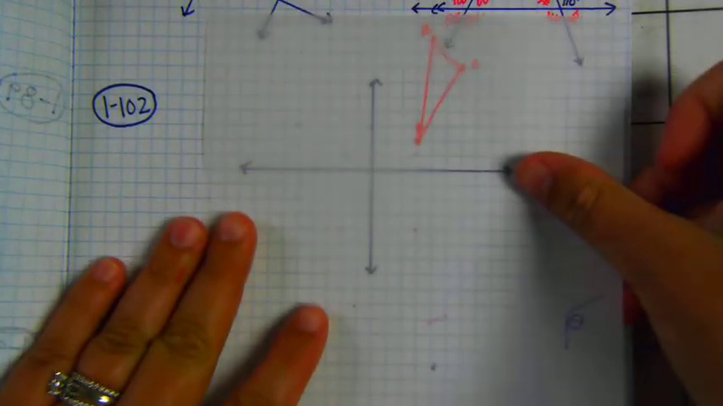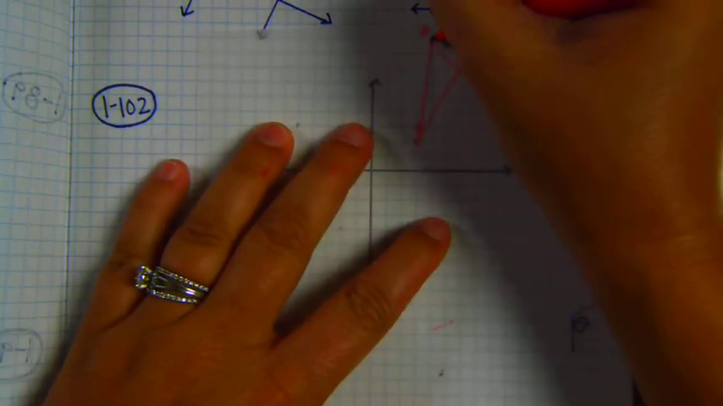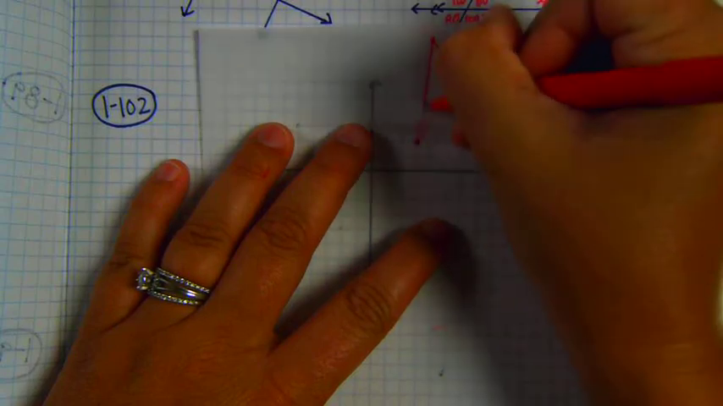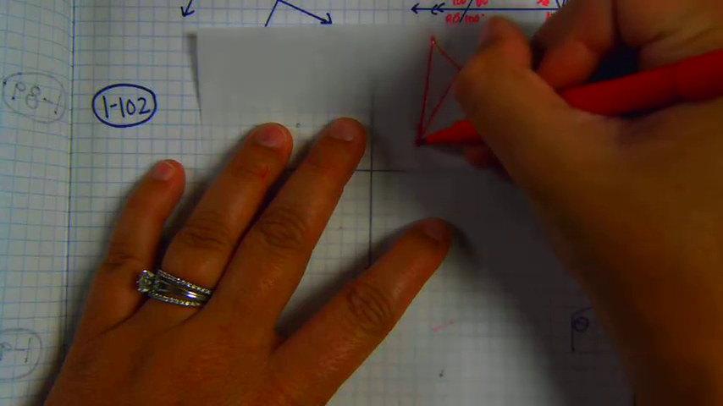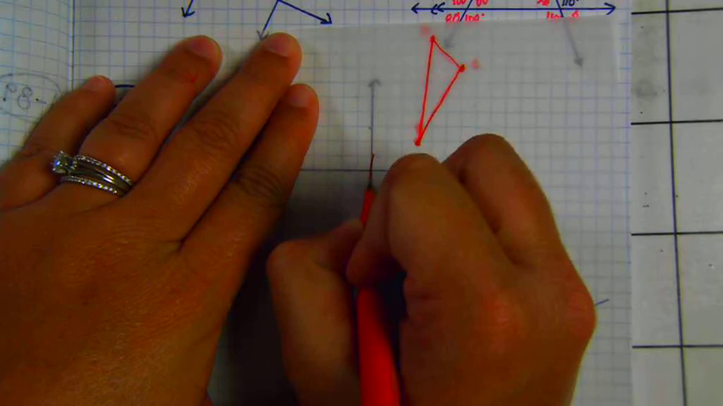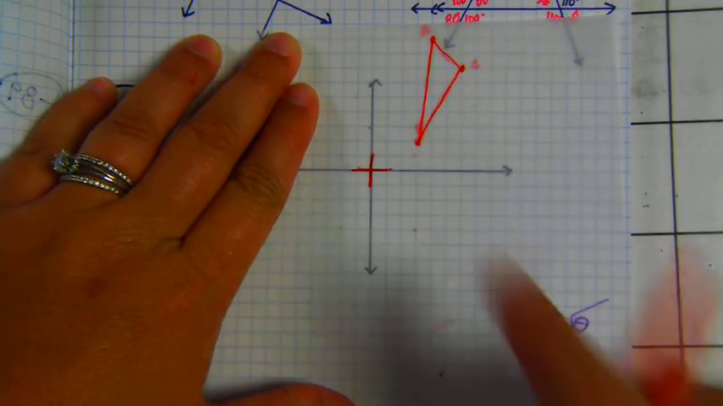So, this is a review from Integrated 1. You take your patty paper, you're going to trace your triangle, and I don't know if your teacher taught it the same way I do. If not, this is how I do it. I draw a cross on my origin, and then 90 degrees counterclockwise.